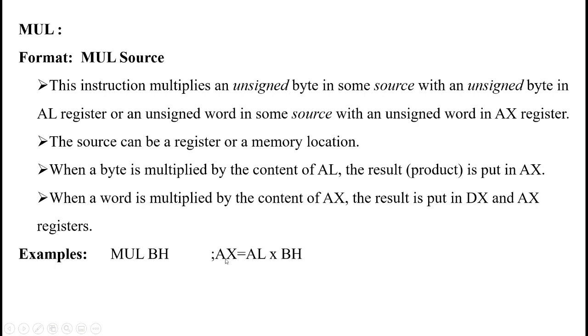Suppose you are multiplying with a 16-bit register, for example MUL CX, what happens here? CX is multiplied with AX and result will be stored in two registers, DX as well as AX. That is, in AX lower 16-bit will be loaded, in DX higher 16-bit will be loaded. When a word is multiplied by the content of AX with another register, then result will be stored in AX and DX. Lower 16-bit in AX, higher 16-bit in DX. It is in case of 16-bit value. Suppose you are multiplying two 8-bit values with accumulator, the result will only be stored in AX register.